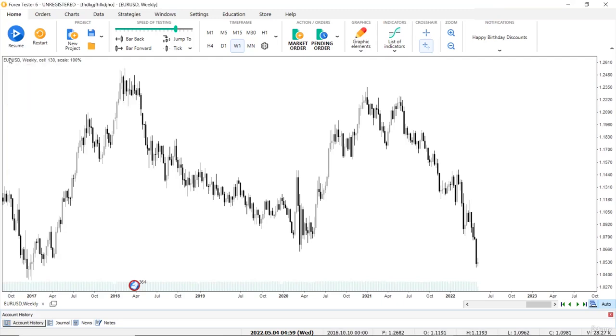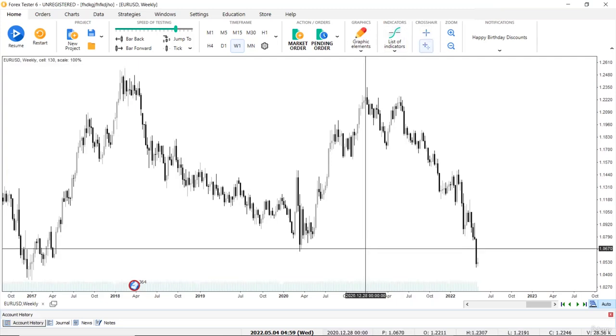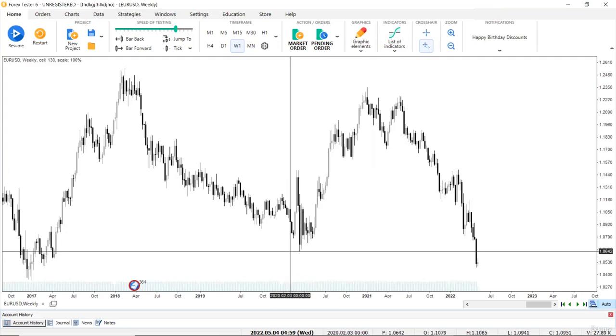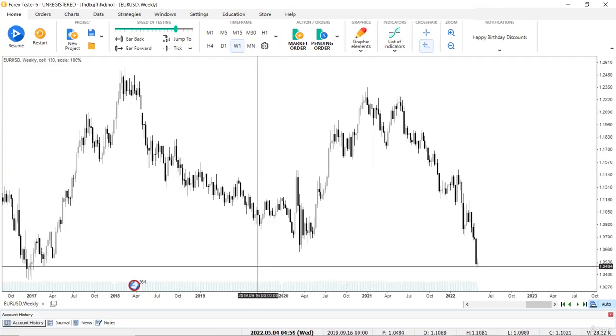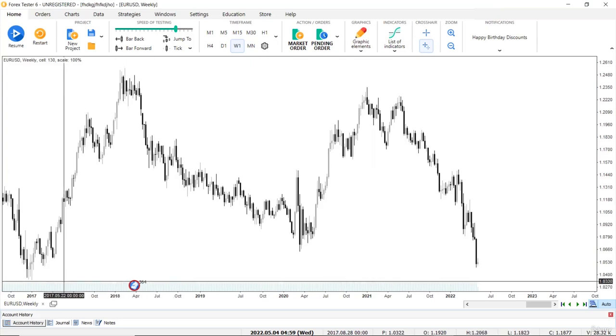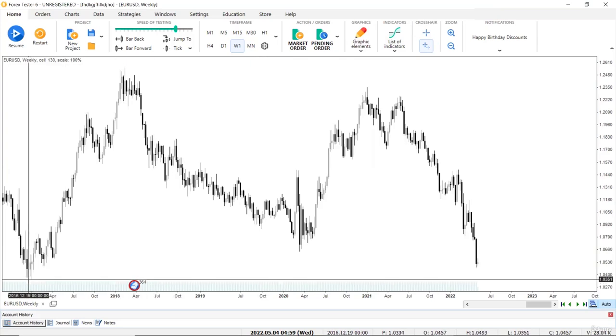Take this off. Euro dollar weekly chart, right? And this is back in 2022, real market data. So yeah, we are safe to trade this. On the weekly chart, we see that price has swept this low, this low and this low, right? So it's heading for this one right here.